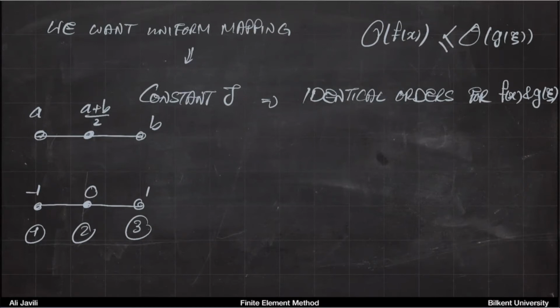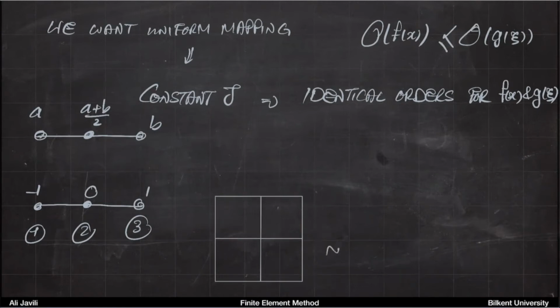But let me just draw a two-dimensional problem for you. If it's a two-dimensional problem, your natural space would look like a square. So this would be your natural space. Now, if you are thinking of a two-dimensional problem for your physical space, if it's a square, then you are lucky, of course. You can do the same thing. So this could be your physical space.